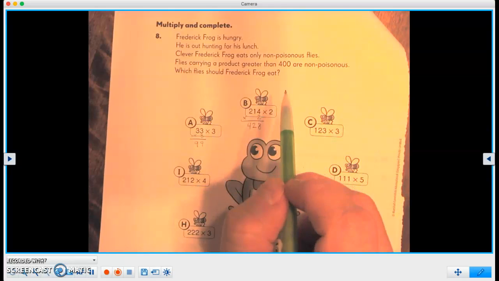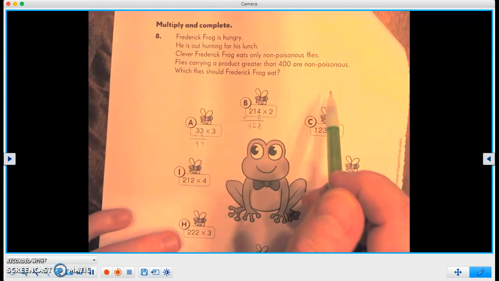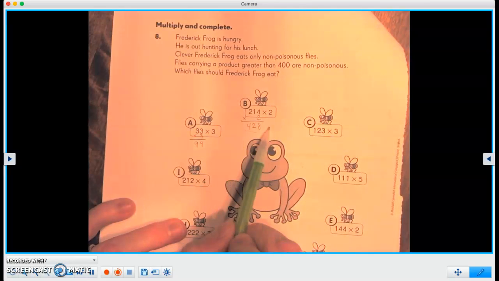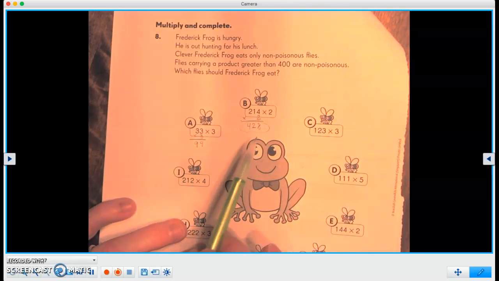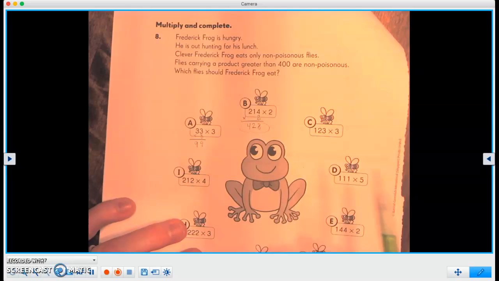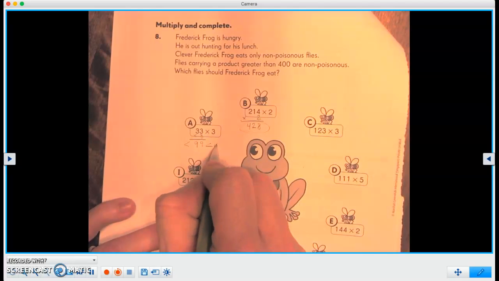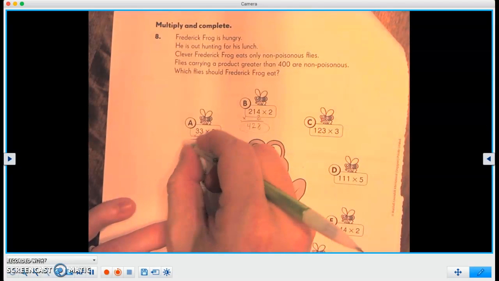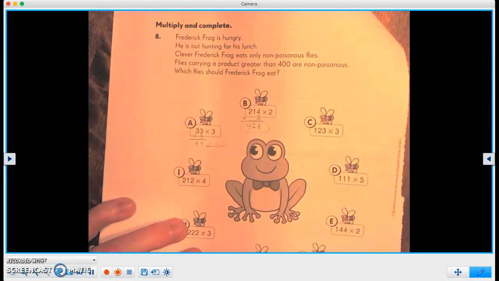So just looking at A and B, B is a product greater than 400, so that is non-poisonous. So Frederick should eat fly B. Definitely not fly A, because 99 is less than 400. Maybe we'll write it like that as a little reminder. So I'm going to come down here and start by writing the letter B.